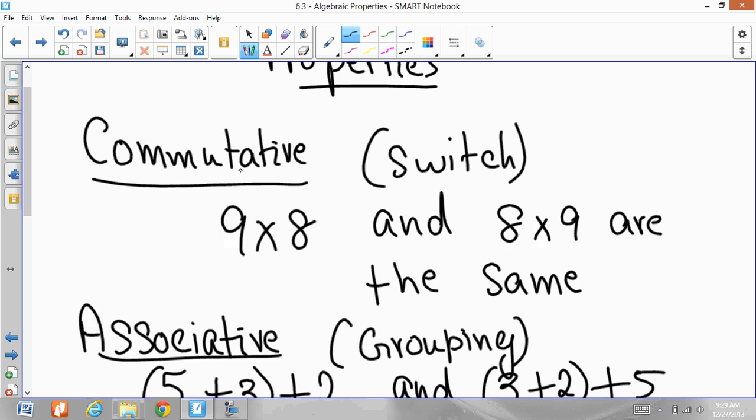Properties. Commutative property, you are just switching the two numbers. For example, 9 times 8 gives you 72 and 8 times 9 gives you 72. So by switching the two numbers around, you are not going to change the answer. So that is your commutative property.